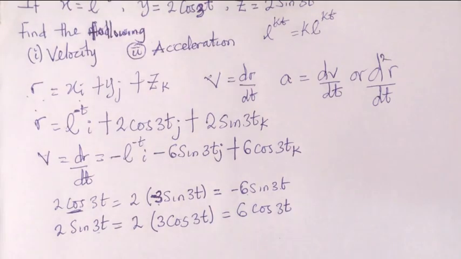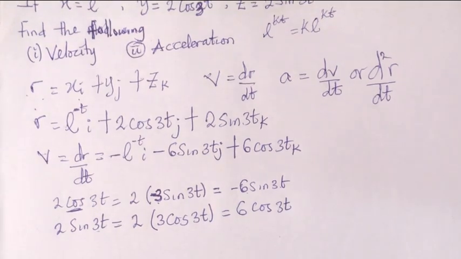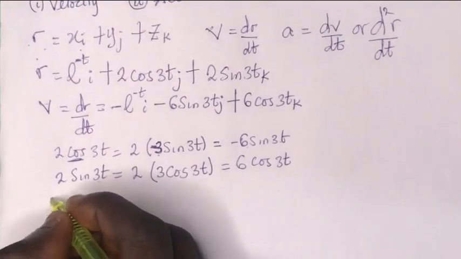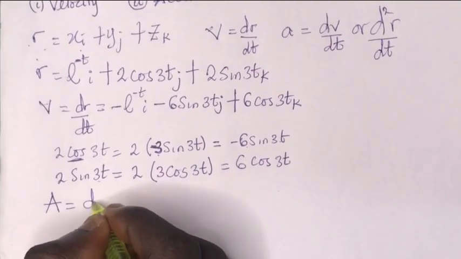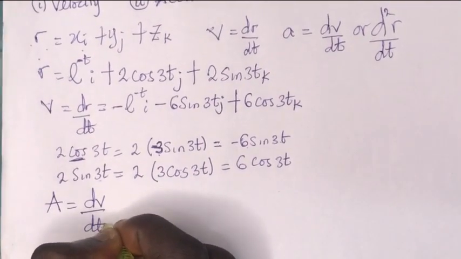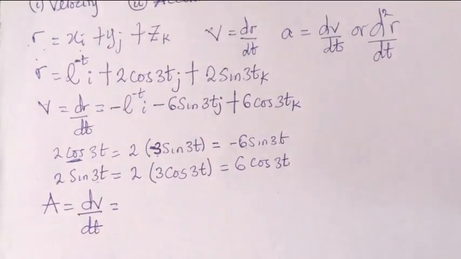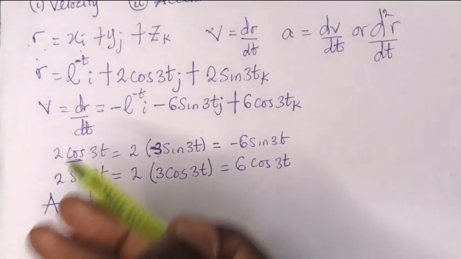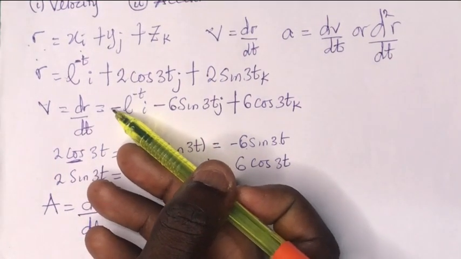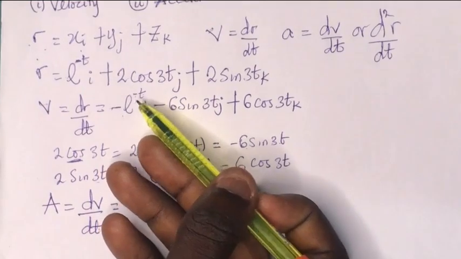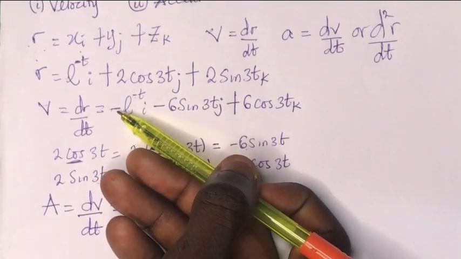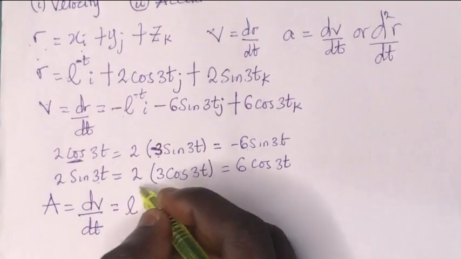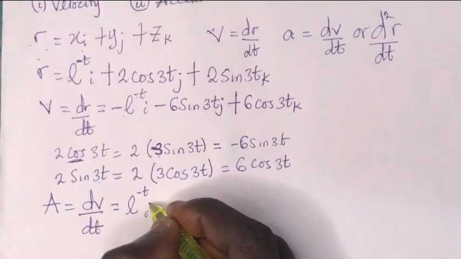Now going to the next question. This is my velocity now. I need to get my acceleration. My acceleration is what? dv over dt. Now dv over dt means differentiate your v. If you differentiate minus exponential minus t, minus 1 will come down again. Minus 1 times minus will give you what? Plus. So this will become exponential minus t i.